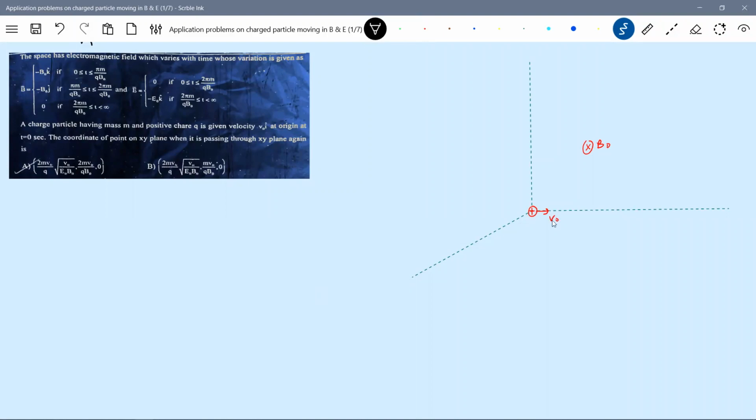Fleming's left-hand rule. These are the axes: this is the x-axis, this is the y-axis, this is the z-axis. Maximum, try to take help of one-dimensional or plane diagrams only. Don't go for three-dimensional. Maximum, try to work out problems in a plane diagram, and then see how the charged particle is going to move.